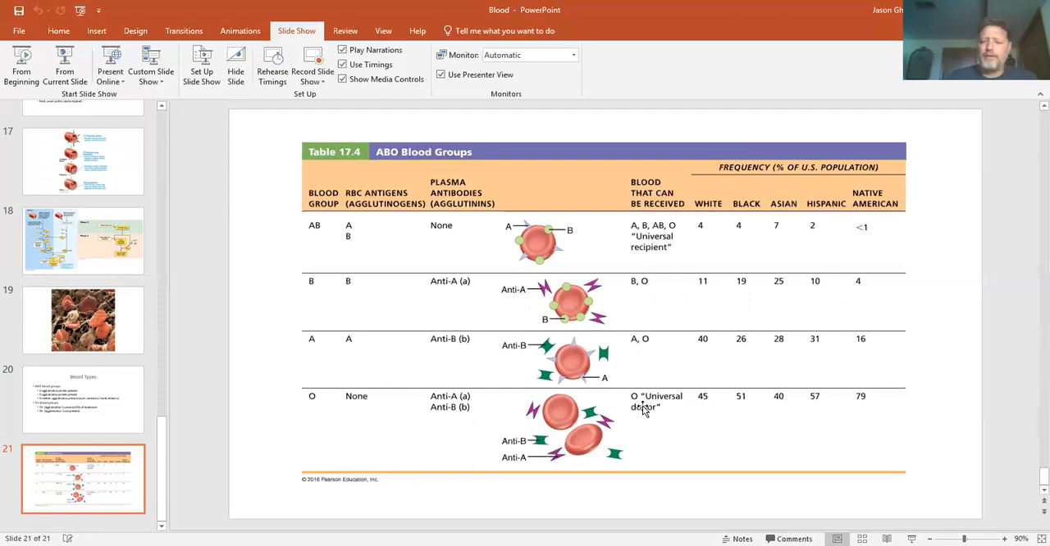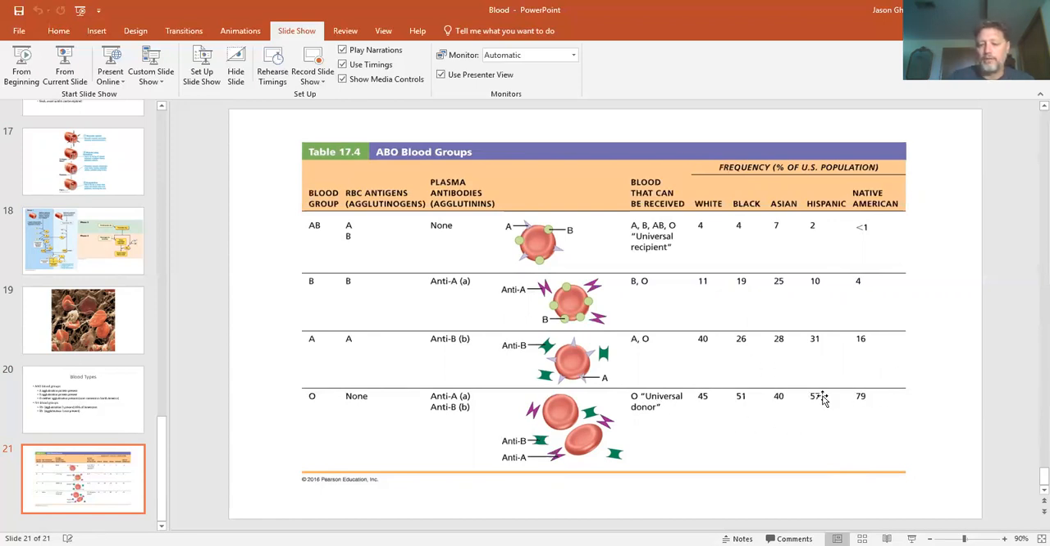And then you have to figure in the Rh positive and Rh negative, all right? So an O negative can only take blood from O negative. O positive can take blood from O positive and O negative and so forth like that. And they're giving you some percentages of them here. So most Native Americans are O. Hispanics, most of them are O. Blacks, about 50-50. Whites, pretty close to that. Asians, still pretty close.